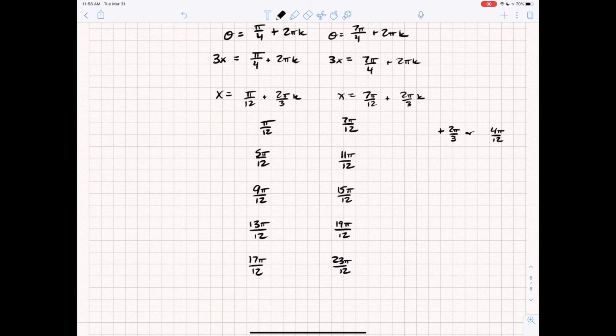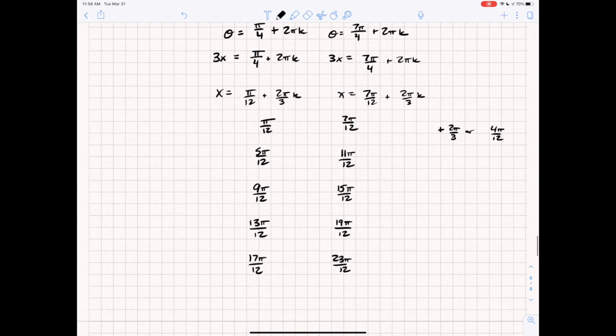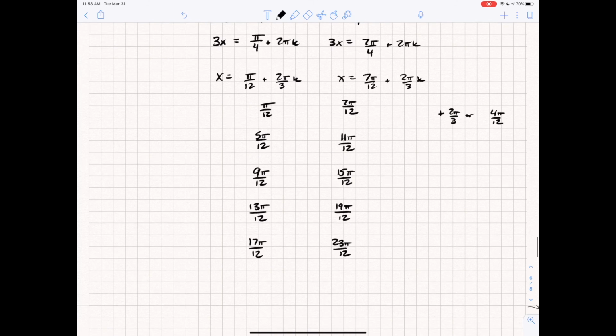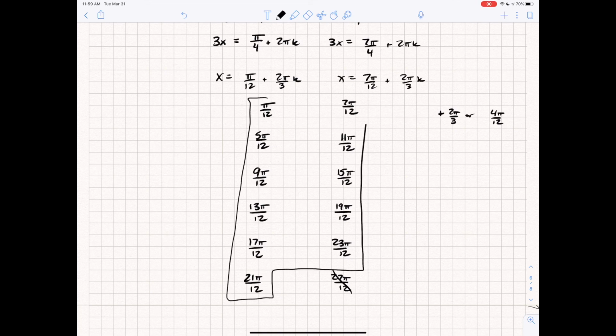Notice 23, I'm stopping there because I don't need it anymore. If I added 4 to 17, actually this is still good. I can go again. So this is actually 21 pi over 12. And then this would be 27. So at that point, it's too much. That one's no more. Here are all my solutions. Notice this one actually has way more than 6, which is kind of interesting.